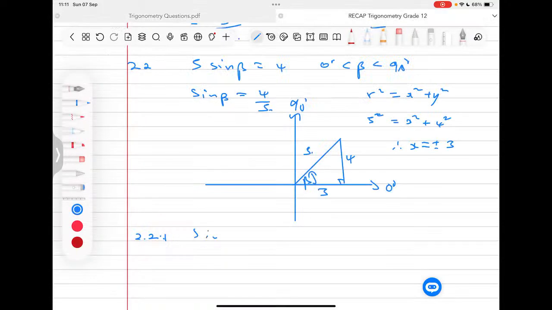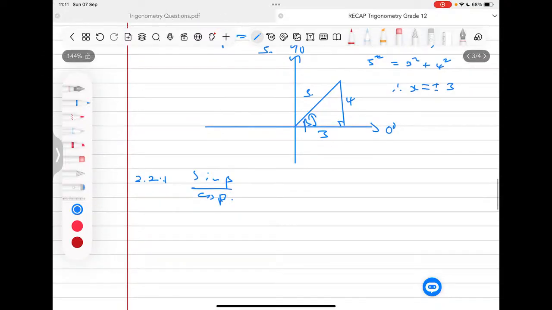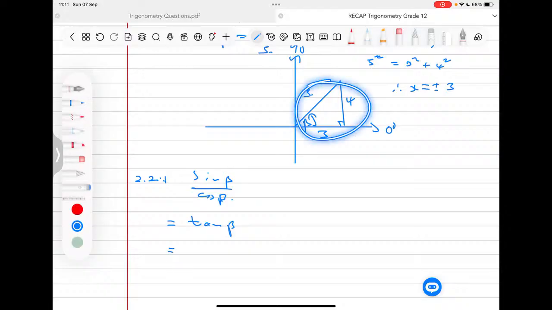We have the sine of beta divided by the cos of beta. Now, if I look at this, this is an identity. It's a quotient identity of tan. So I can write this as a tan beta, right? Remember, sine over cos is a tan. Then at this stage, I can look at my diagram to say tan is given by opposite over adjacent, right? Opposite over adjacent. So this will be a 4 over 3.